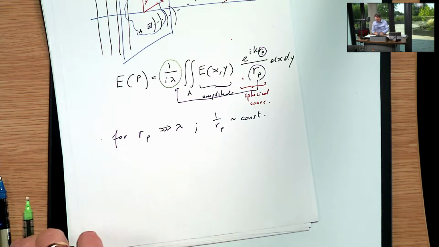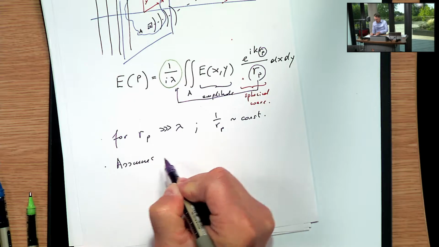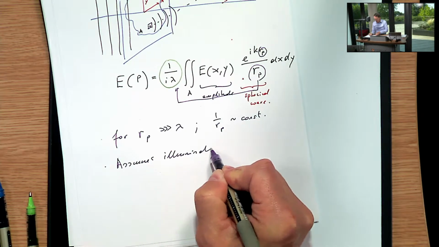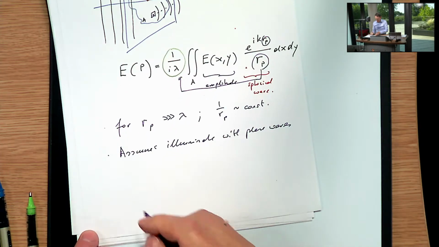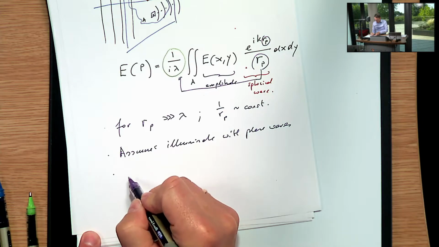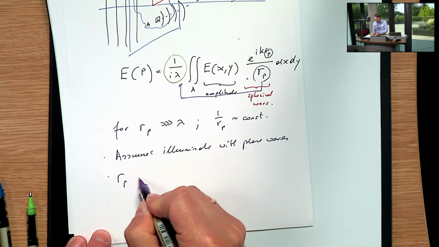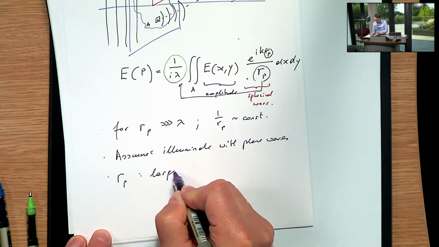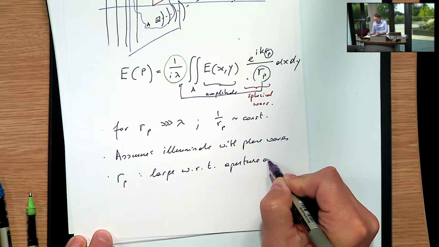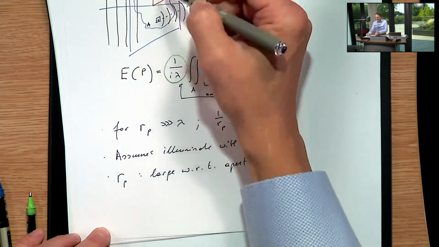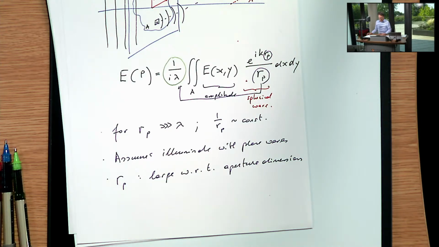So the assumptions are that we illuminate with plane waves, and the other is that r_p is large with respect to the aperture dimensions. If that's the case, then this certainly holds.